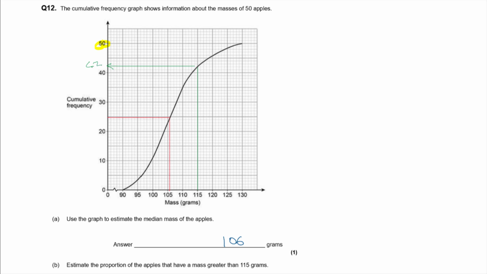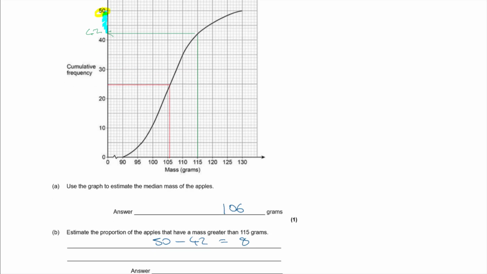Estimate the proportion of apples with a mass greater than 115. Now that 42 is telling me that 42 apples have a mass of 115 or less. So again, what we want to do here is work out that bit there. If 42 have got 115 or less, then 50 minus 42, or 8 apples, have a mass of 115 or greater.